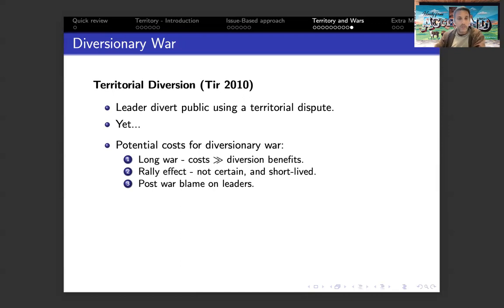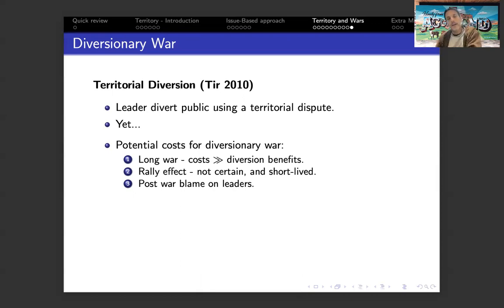In addition, rally effects are not automatic; they're not guaranteed, and primarily they are short-lived. That's what a lot of the research has shown us, that they are short-lived phenomena. So that relates also to the first point that I have here. Maybe you will be able to generate some rally effect early on, but if the war persists over time, the costs are just going to outweigh any type of benefits.